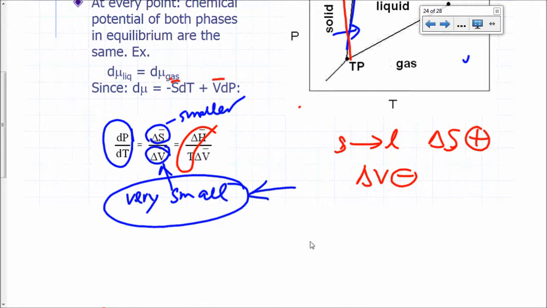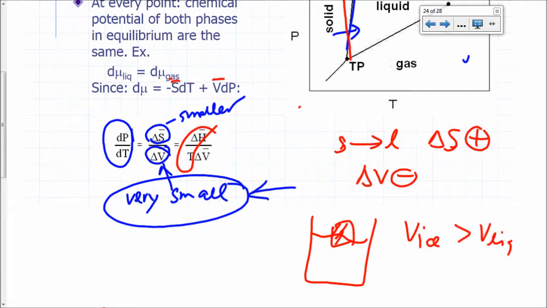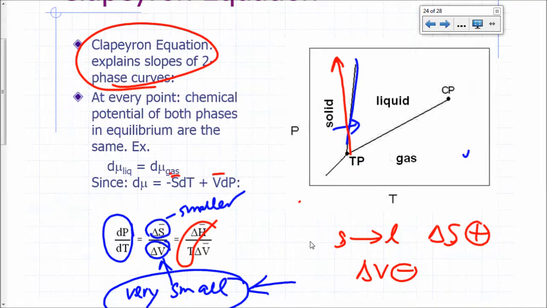But what do you remember about ice? Ice floats on water, right? So the volume of ice is greater than the volume of the liquid for the same amount. So that means if you go volume of liquid minus volume of ice, that's your delta V, it is going to be a negative number. And that's why the slope for water, for the solid liquid curve for water, is negative. Okay? So that's the Clapeyron equation.